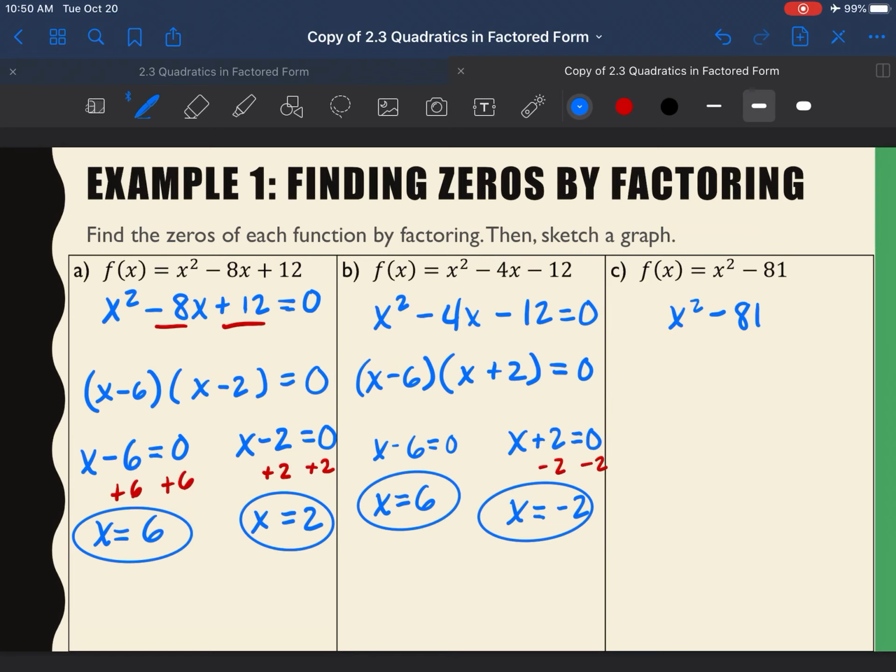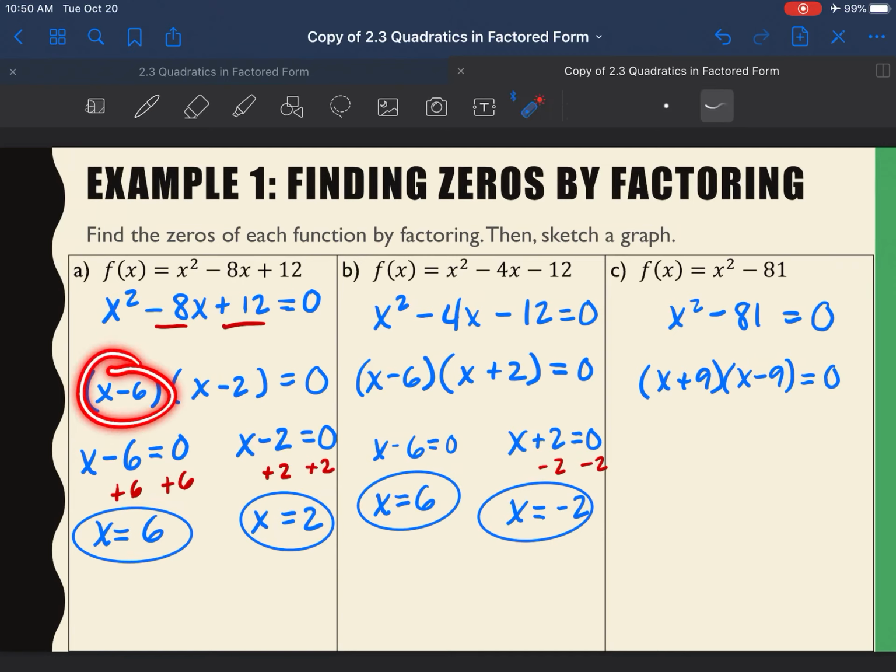Now this one only has two terms, and that 81 I know is a perfect square. So then 81 is 9 times 9, so x plus 9, x minus 9, equals 0.